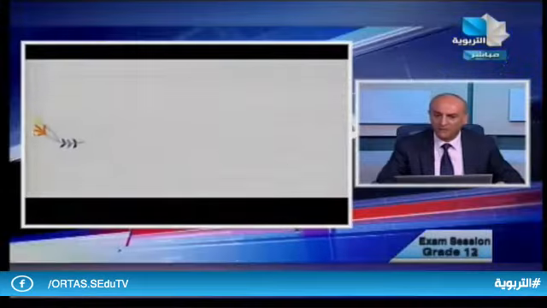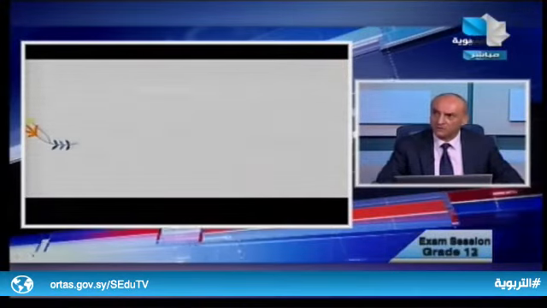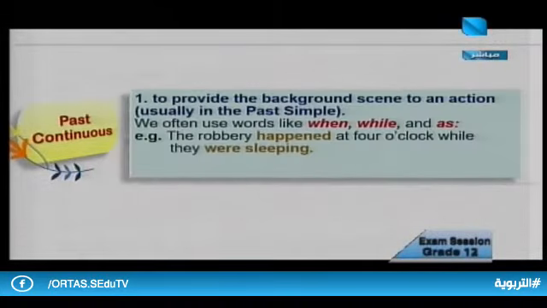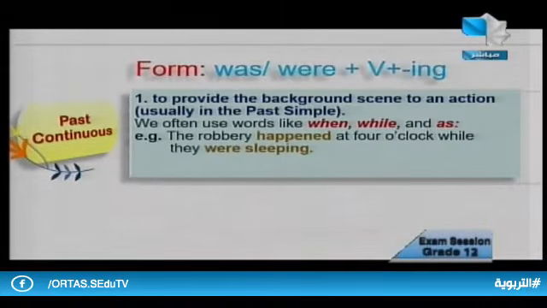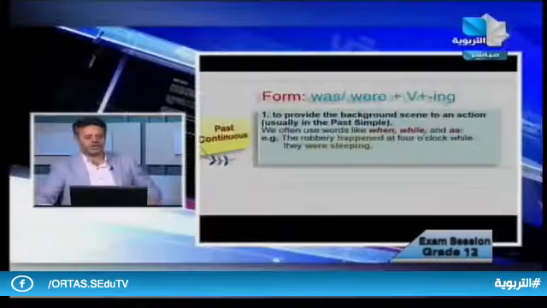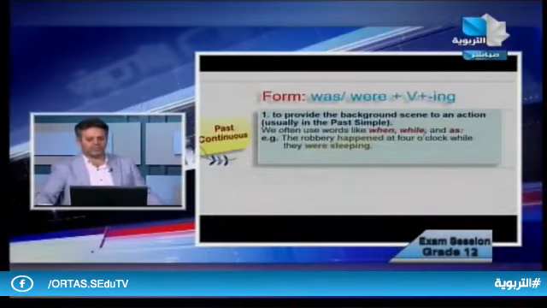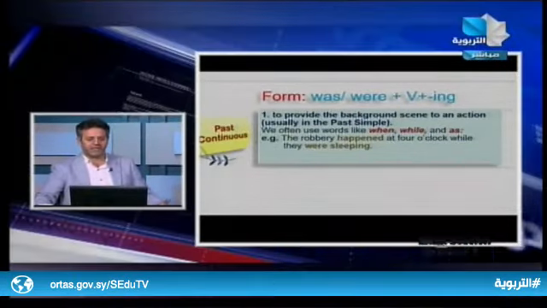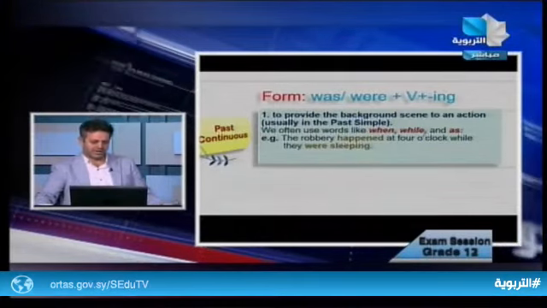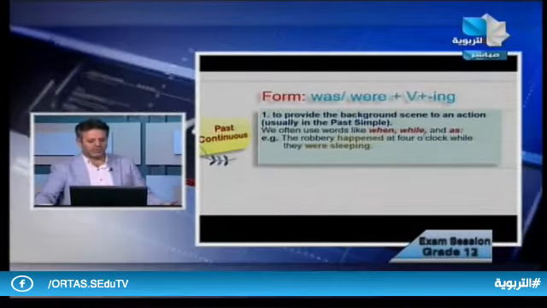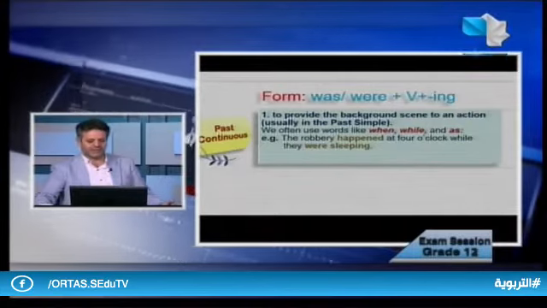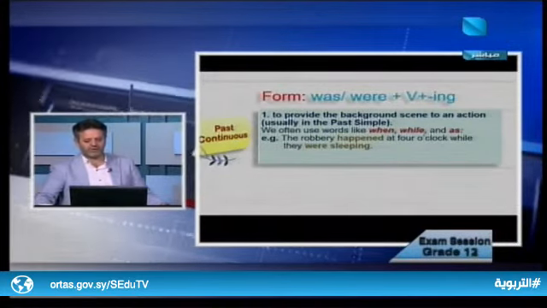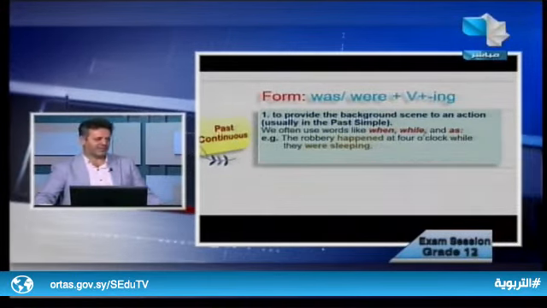Now we have, Mr. Mazen, the past continuous. Yes, the past continuous. The form: the subject plus was, were, and the verb plus ing. Example: I was eating, we were studying English. The use: we use the past continuous to provide the background scene to an action, usually in the past. We often use words like when, while, and as. Example: the robberies happened at 4 o'clock while they were sleeping.